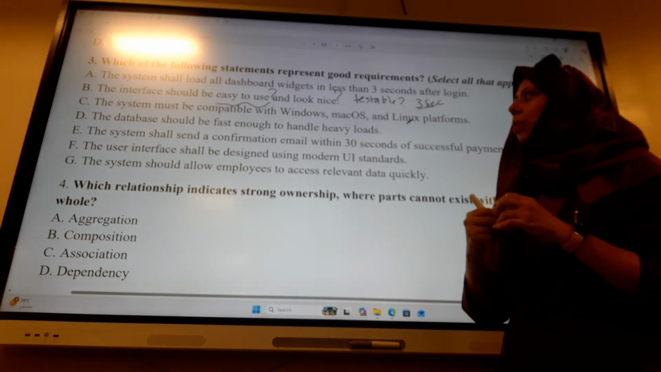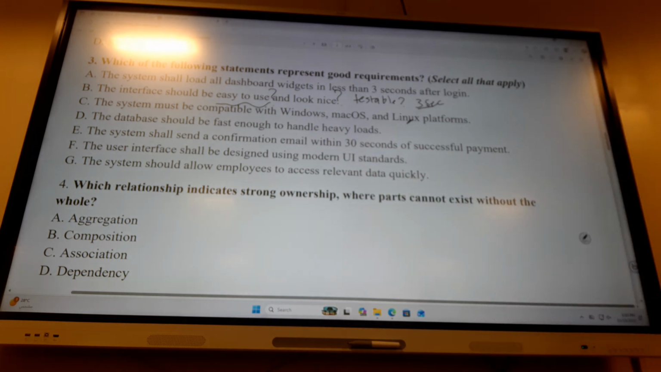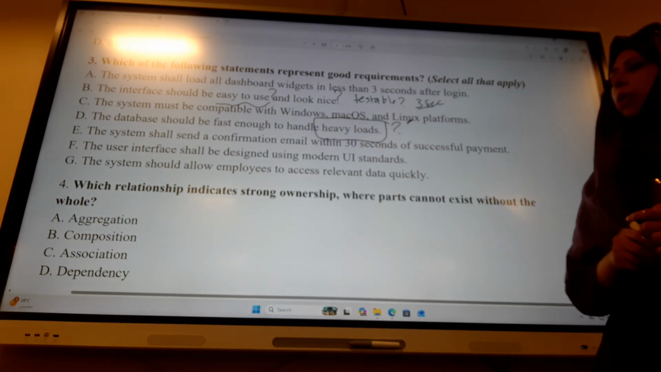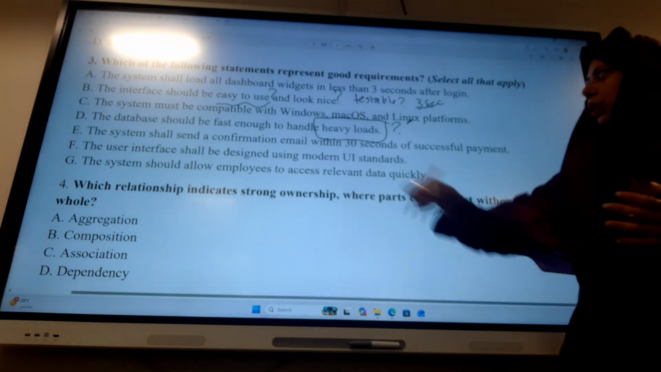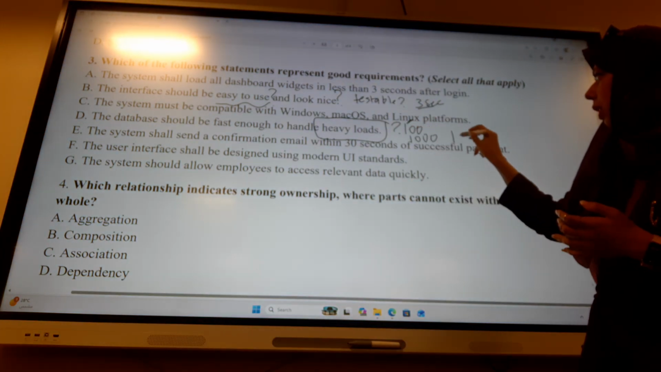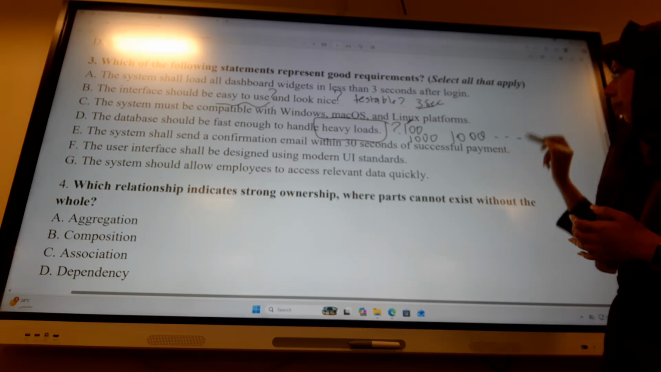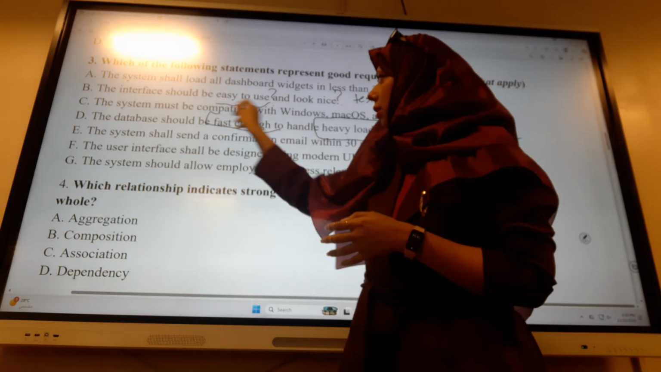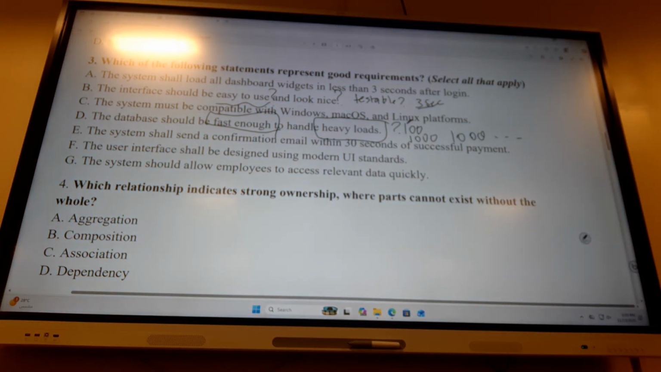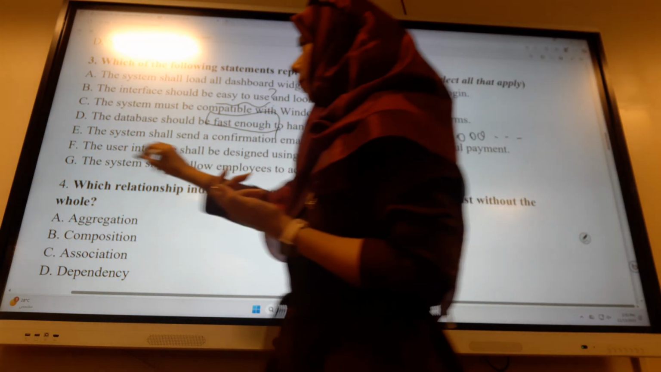Now database should be fast enough to handle heavy load. No, how heavy? How fast? How heavy load? How many users you're talking about? How many possible row and record? Are we talking about hundreds of data? Thousands of data? Millions of data? Right? How fast? 1 second, 2 seconds, 3 seconds? So again, this has to be clear, right?